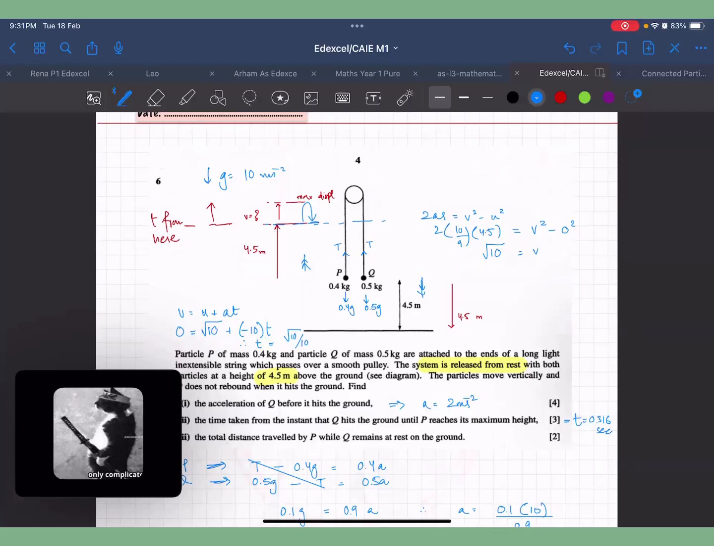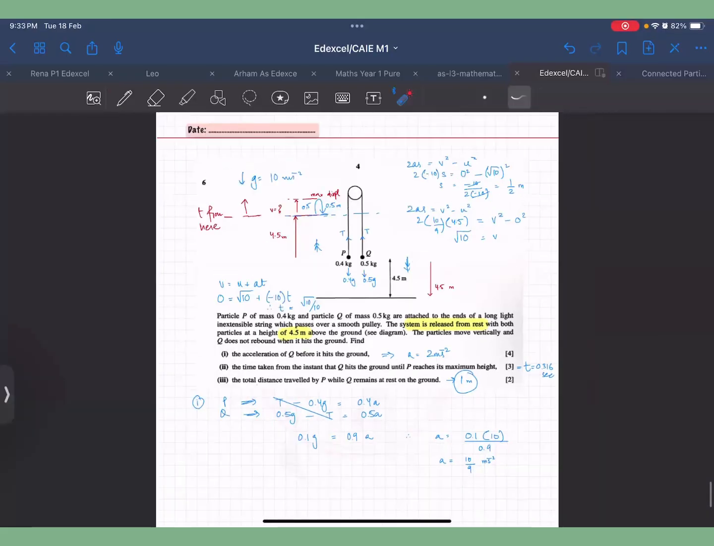So how much it has moved up: 2as equals v squared minus u squared. So 2, acceleration is minus 10, displacement we want to find, final velocity is 0 at the maximum point, initial velocity is root 10 whole squared. So s comes out to be negative 10 upon 2 times negative 10, so the negatives cancel out, half a meter. So it would move half a meter up and then half a meter down again. So the total distance that P will travel is 1 meter.